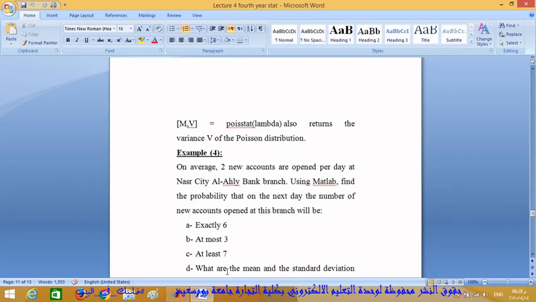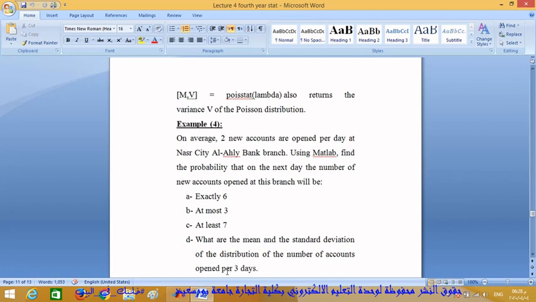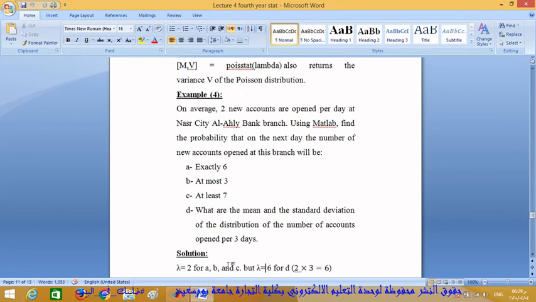What are the mean and the standard deviation of the distribution of the number of accounts opened per 3 days? So here the interval equals 3 days, not 1 day, so you have to change lambda by multiplying it by 3. 2 per day equals 6 per 3 days. So lambda here equals 6. Solution: lambda equals 2 for parts A, B and C, but lambda for D equals 2 multiplied by 3, which equals 6.